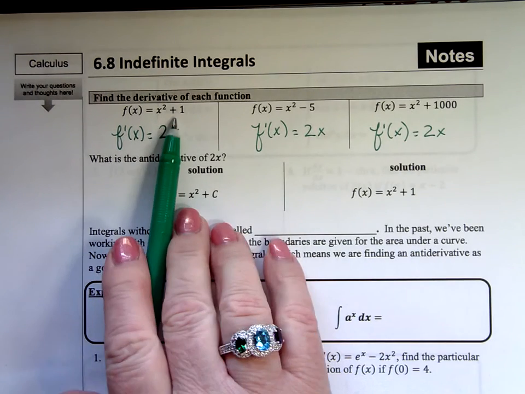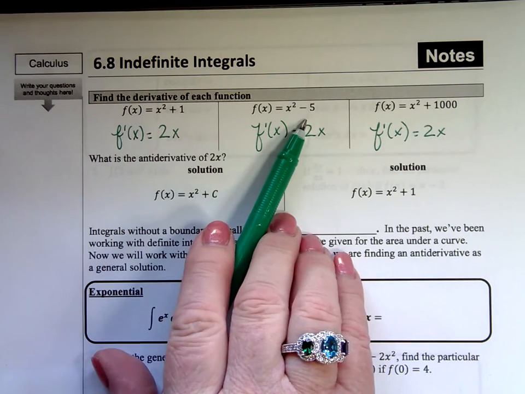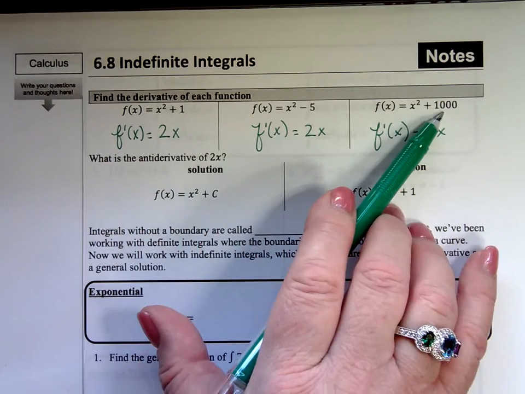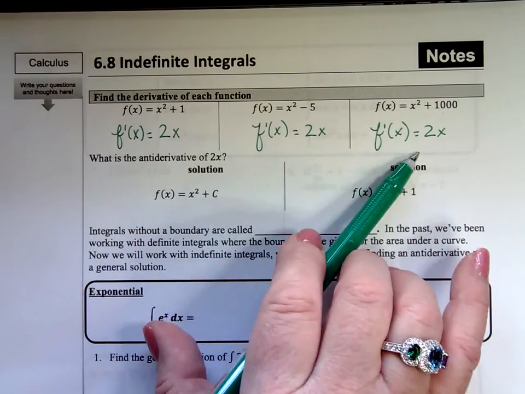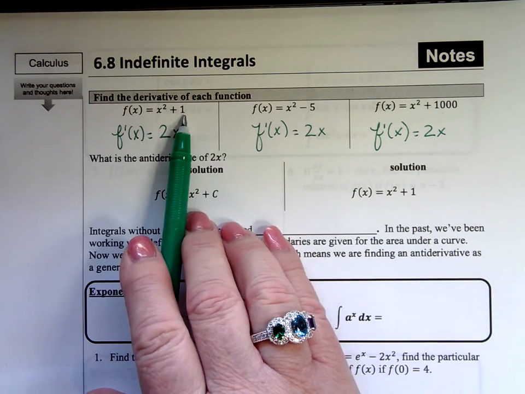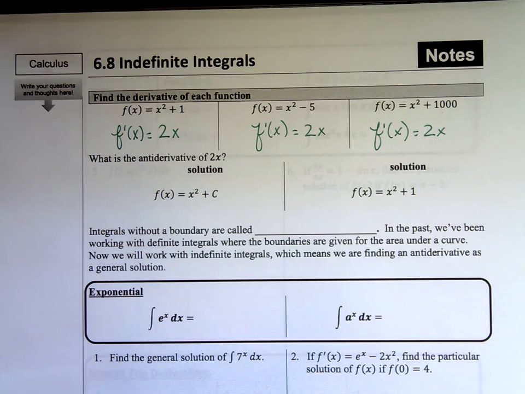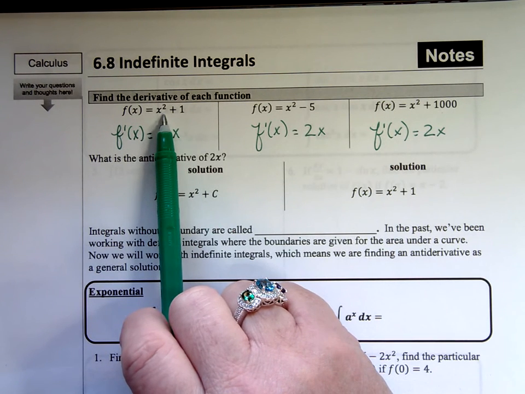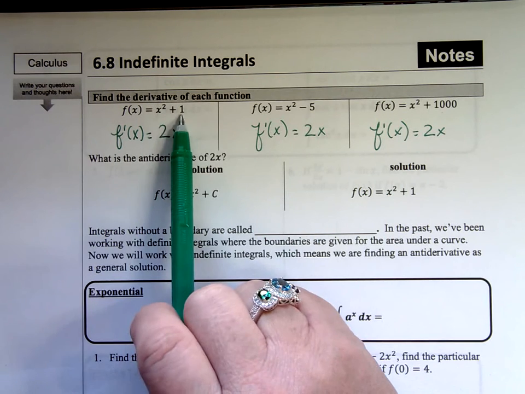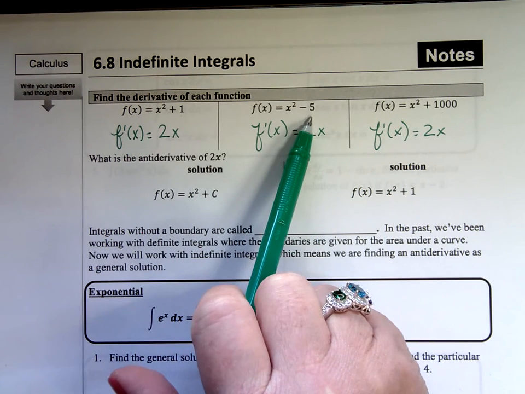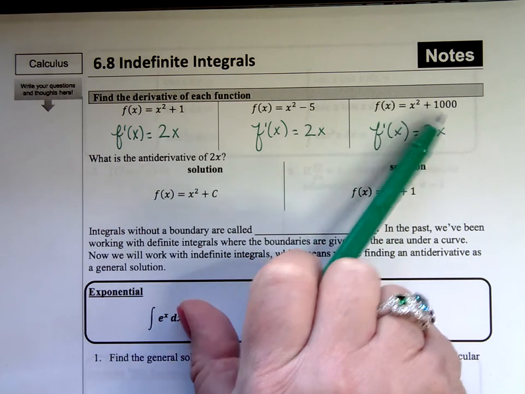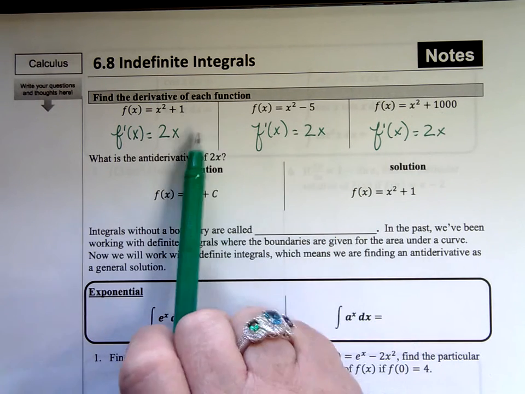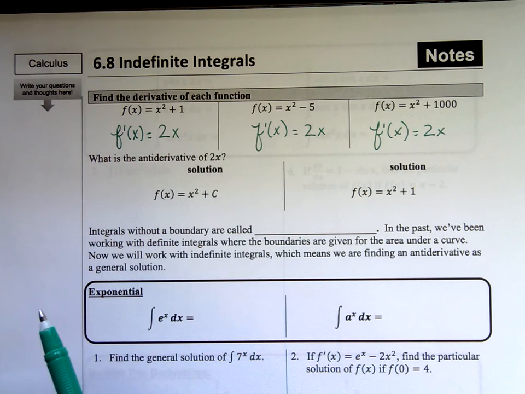But see how this one has a +1? This one has a -5. This one has a +1,000. Why are we not considering those as part of our derivative? And the answer is because the derivative of a constant is 0. Also, you can think about it this way. If I look at this particular graph, x squared plus 1, that's a happy parabola moved up 1. This one's a happy parabola moved down 5. This one's a happy parabola moved up 1,000. So they're all the same happy parabola in the end, but they all have a different vertical shift to them.